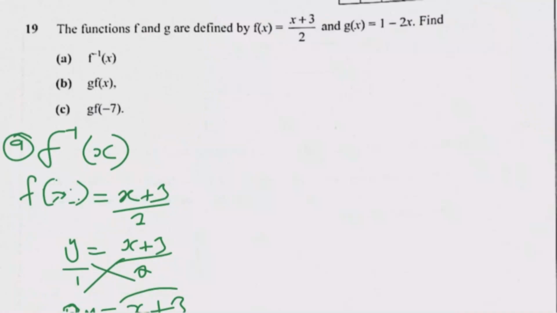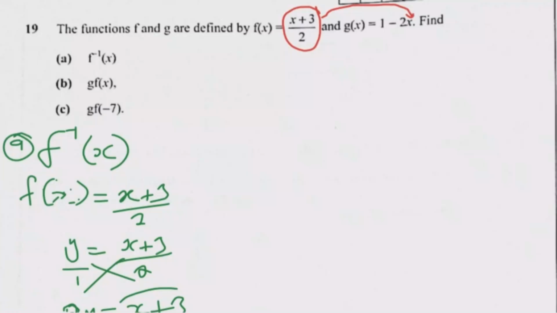Okay, so 19b is as follows: g of f of x. So we need to find g of f of x. What we need to do is understand what is happening here. So f of x, this entire expression, is going to replace the variable x in the expression like that. So we can go ahead and start working out.